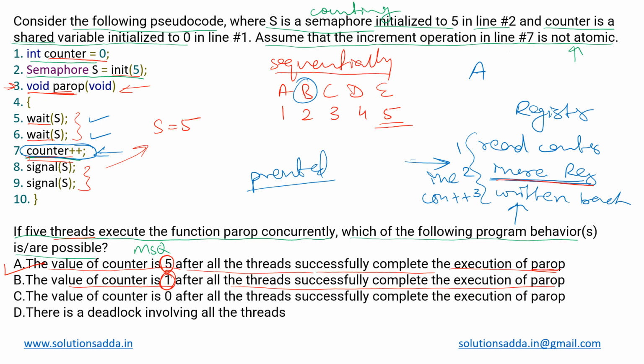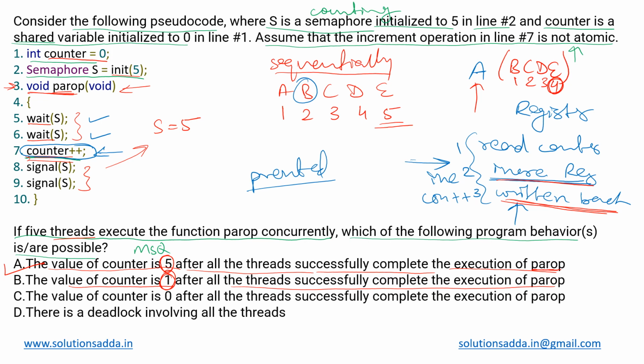Let us say in the meantime, B, C, D and E all of them execute sequentially. They will increment the counter as 1, 2, 3 and 4. So now the final value of the counter is 4. But when all of them are done, this process A comes back and resumes at line number 3 of the incrementation step. So now only the write back was left.